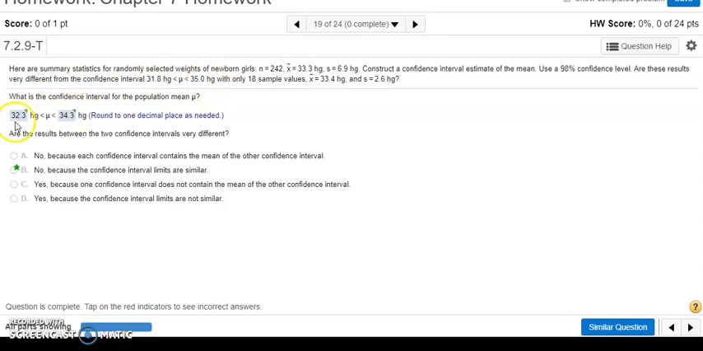Okay, so if we compare these two, are they very different? I would say no, they're pretty close. They're not exact, but they're somewhat close. I'd say no, they are very similar for that one.